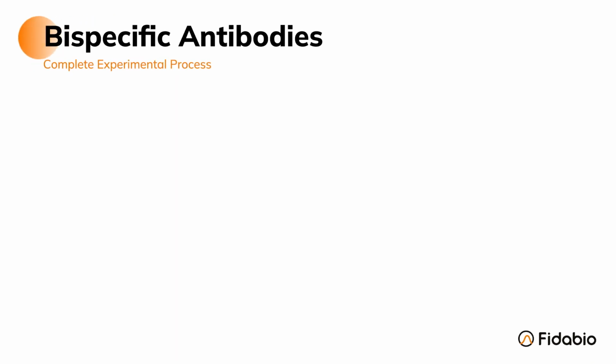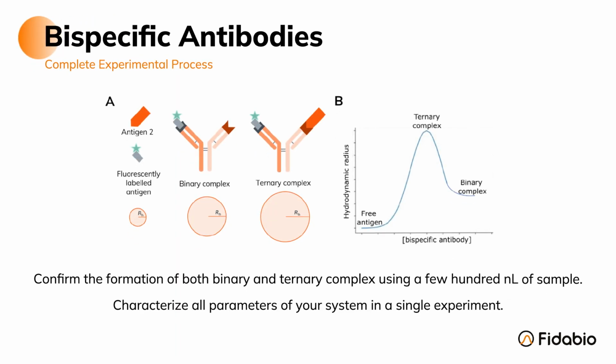When setting up a ternary complex assay for bispecific antibodies, you can go about it in two ways. You can either A, make a rapid confirmation of the binary and ternary complex formation using only a few hundred nanoliters of sample, or B, characterize all biophysical parameters of your system in a single experiment. To do these experiments, one of your two antigens will have to be fluorescently labeled and the other native. In this example, we have done both and will demonstrate how to set it up and perform the data analysis.